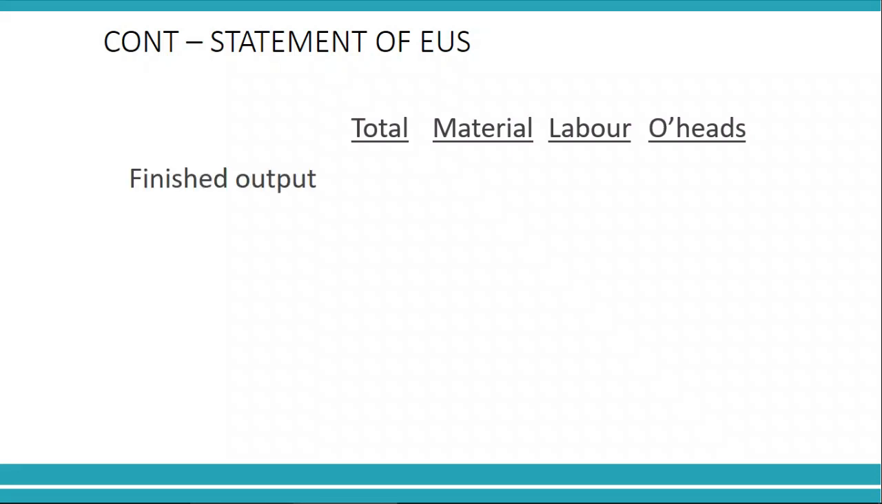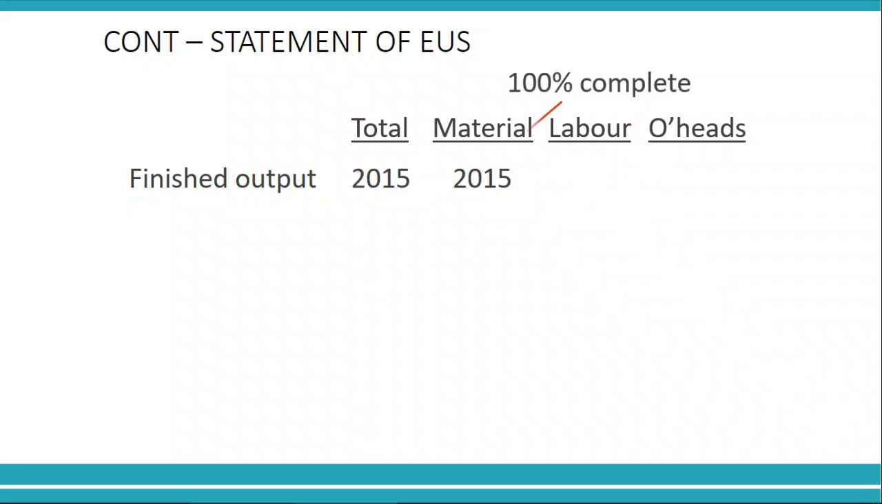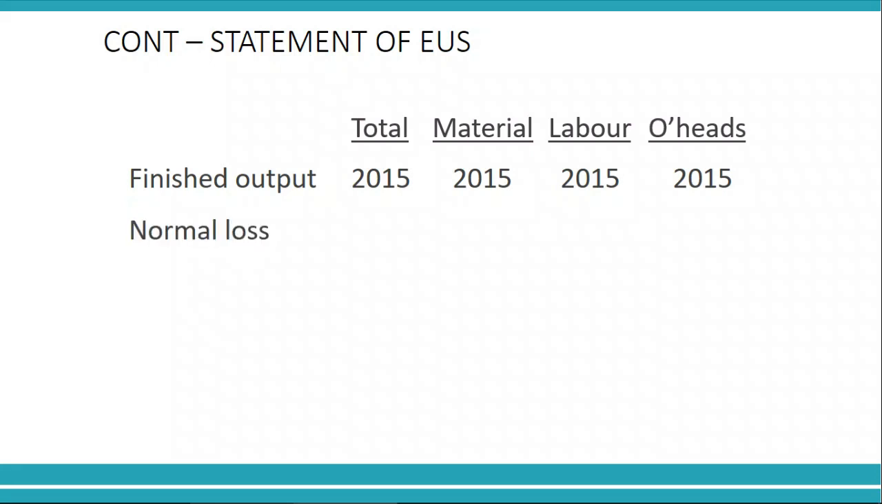So in the statement of equivalent units, we have got finished outputs, which is 2015 units, and they are 100% complete with respect to material, and that is why we call them finished units, because in finished units, all material, all labor and all overheads are finished. So all of them will be 100% finished. Normal loss, as before, you subtract it only from your material, and then you've got normal loss of 205 units.